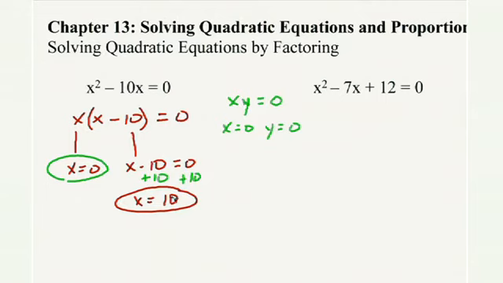Now, there is one thing, if you want to go back and check, 0 is easy enough to do in your head. You would have 0 squared minus 10 times 0, which is 0. Of course, that equals 0. The 10, I'll write out: 10 squared minus 10 times 10 equals 0. And again, you see 100 minus 100 equals 0. So remember, if you're not sure about your answers, or you're not sure about your factoring or the signs, substitute them back in, check them out.